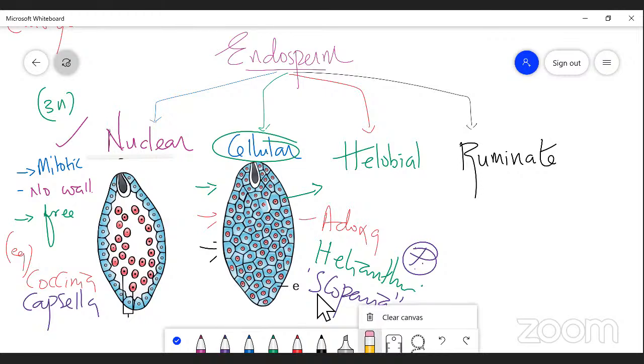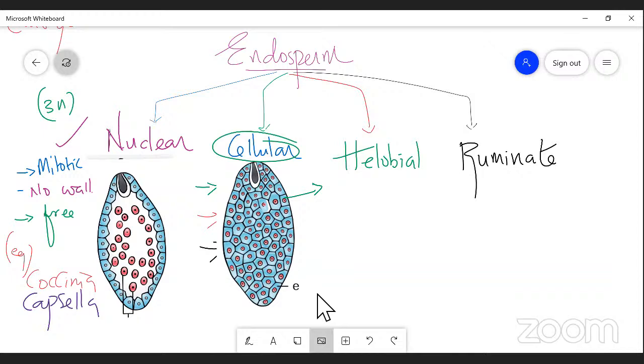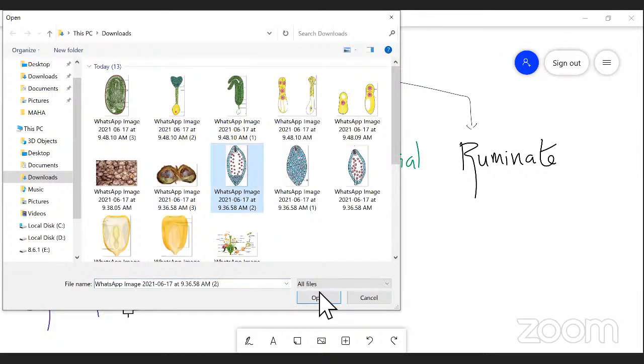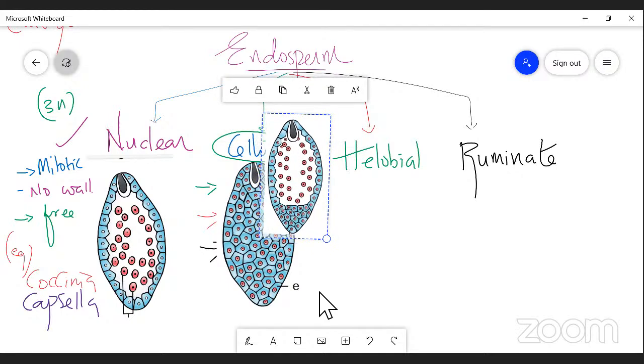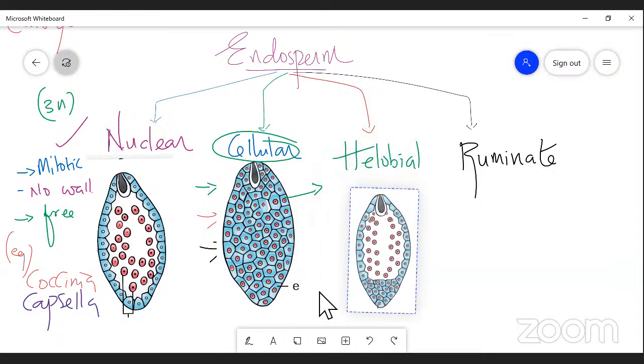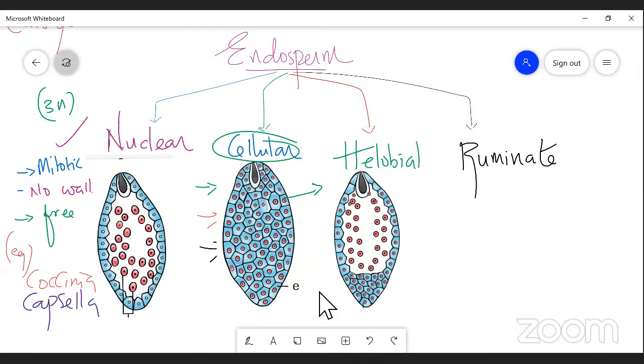Actually, helobial endosperm is a type of endosperm in which there are two regions that you find very clearly. The one is a micropylar region and another is a chalazal region. In the micropylar region, the primary nucleus, this is a structure in which you find it. They are free; each one is known as an endospermous nucleus.